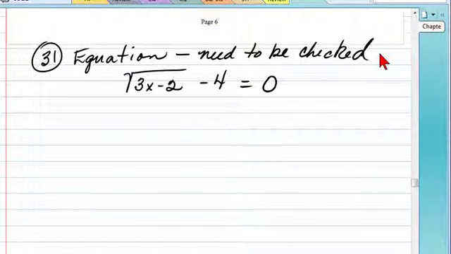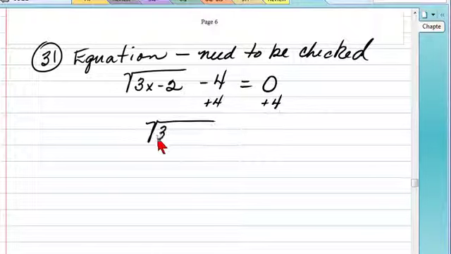Solving a radical equation. The first thing you do is isolate the radical. So if there's something added or subtracted on the side with the radical, you need to get rid of it. So I'm going to add 4 to both sides. Now I have the square root of 3x minus 2 is equal to 4.